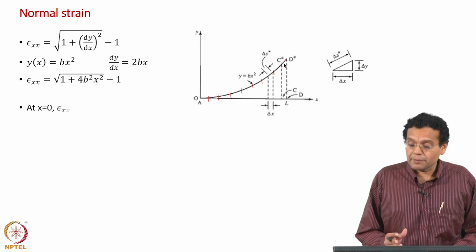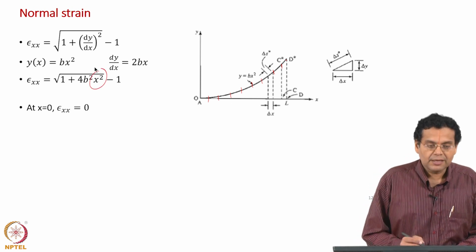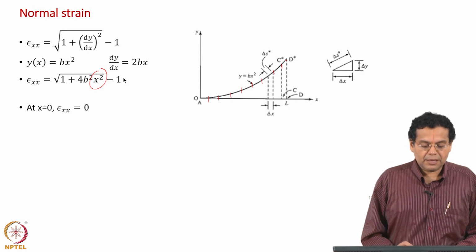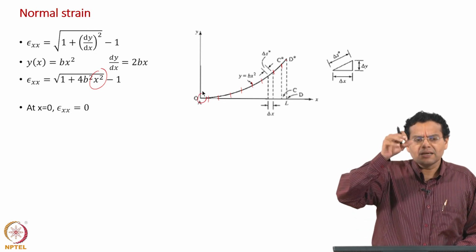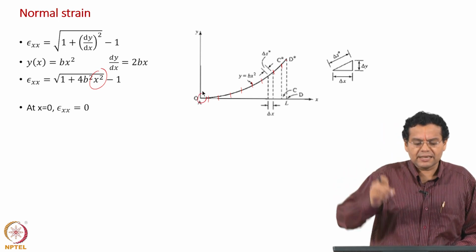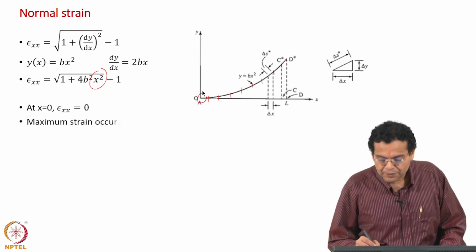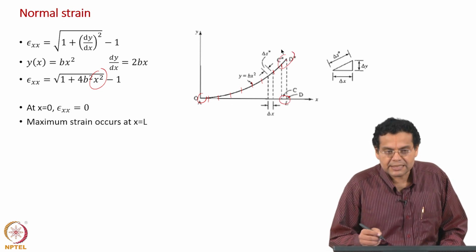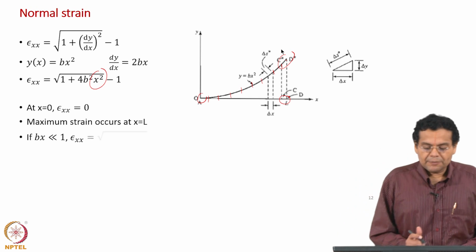Of course, remember, the strain varies along the length of the wire, it is not constant, it is a function of x, and at x equal to 0 this becomes epsilon xx equal to 0. So, if you take a small point at A, there is no change in length at all, it is just there. And maximum strain, where does it happen? If you see here, this segment CD has become C star D star. So, the maximum strain occurs at x equal to L.